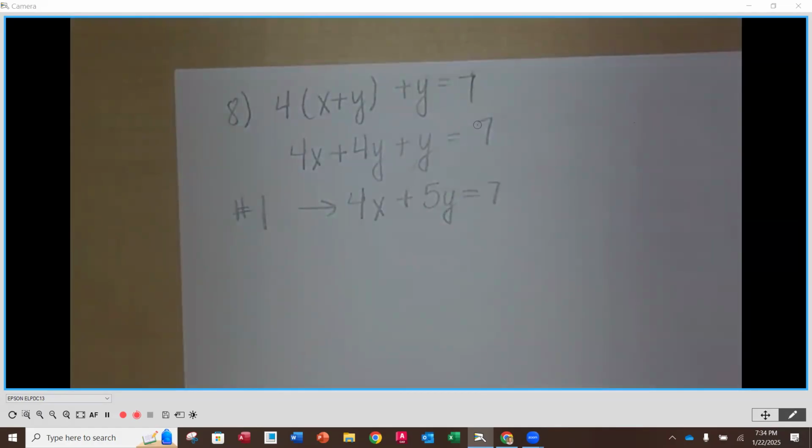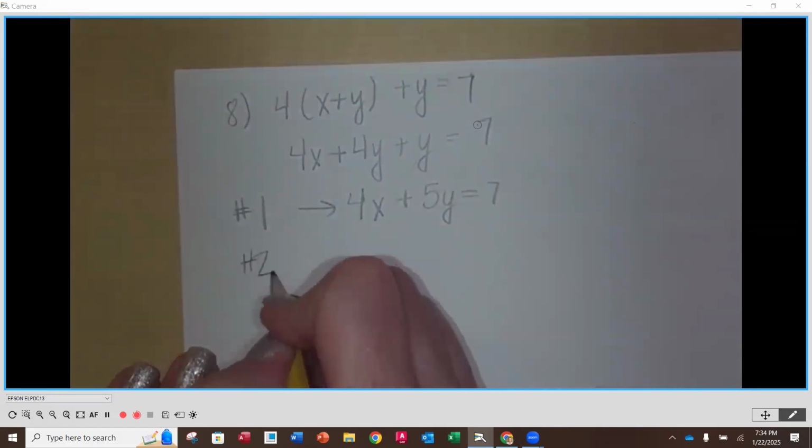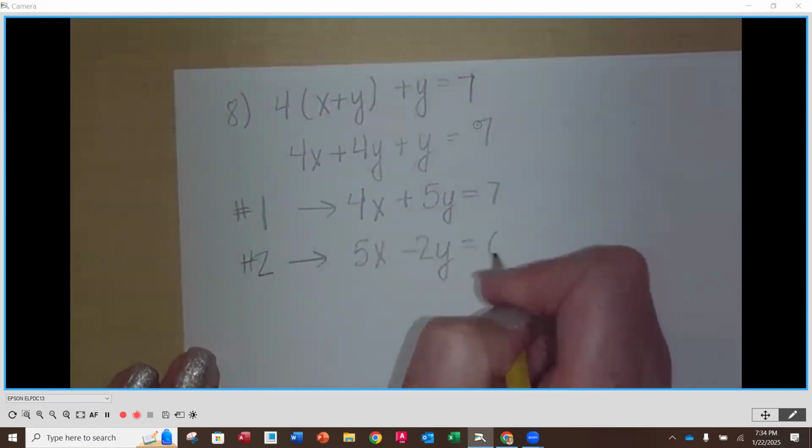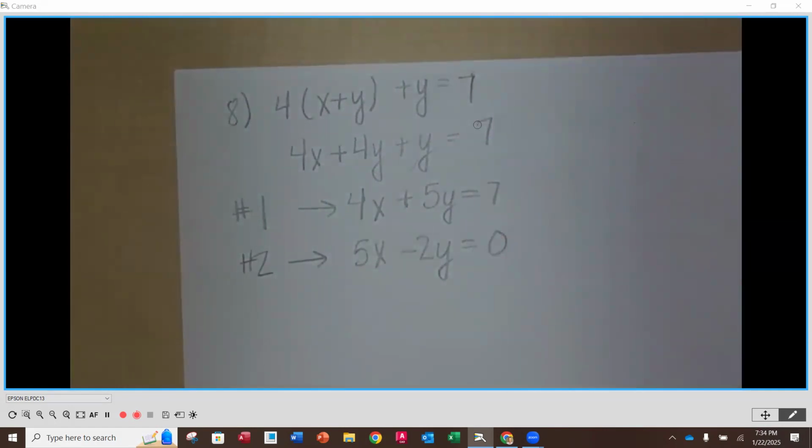And then we can just add the second one. Equation number 2 is going to be 5x minus 2y is equal to 0. So these are going to be our 2 equations with the same 2 unknowns, x and y. So step number 1 is going to be solving one of the variables in terms of the other.